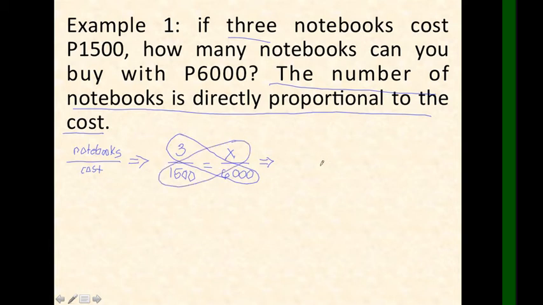So, we will multiply these numbers and these numbers. So let's start with 1,500 times x. So we have 1,500x. And then we have 3 times 6,000. I think the answer is 18,000, right? So 18,000. Then divide both sides by 1,500.